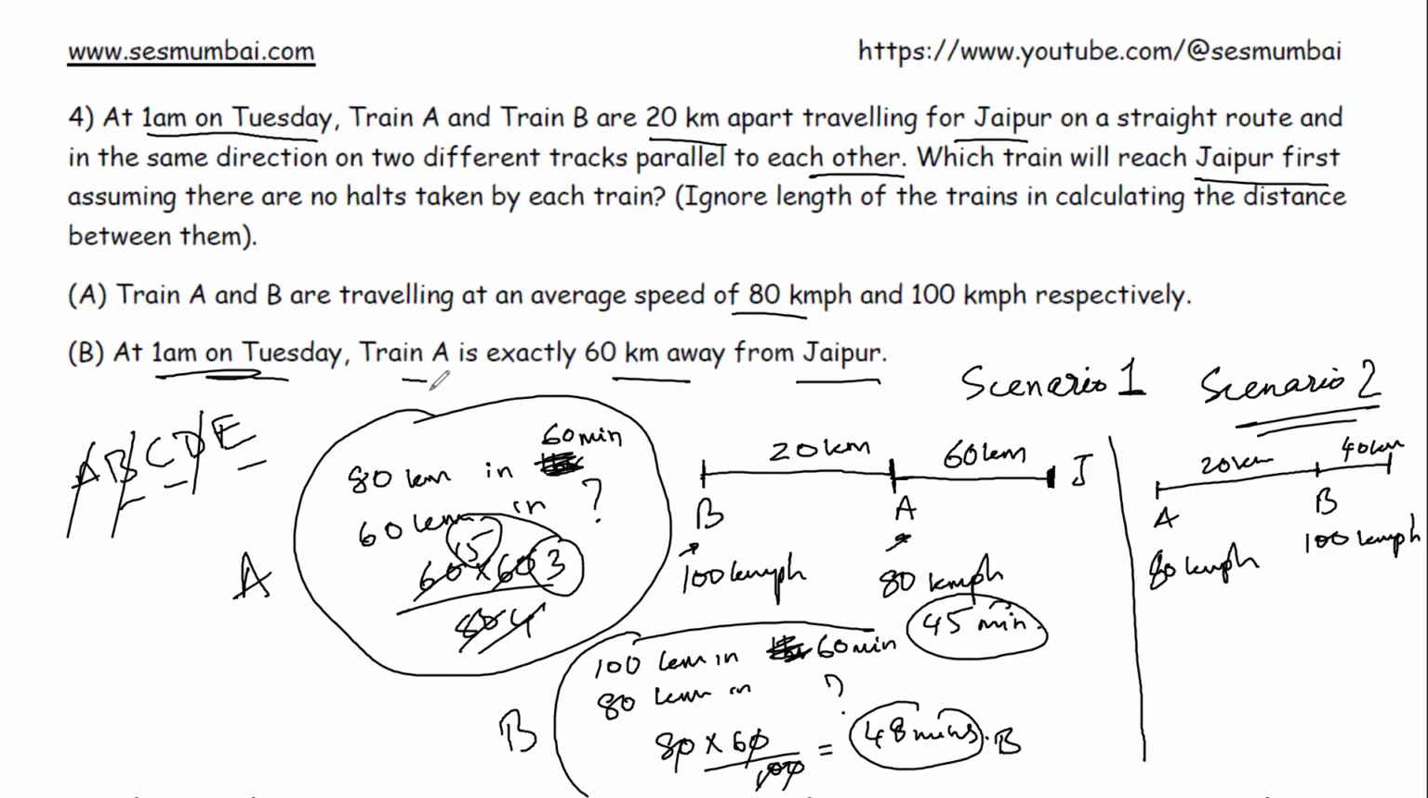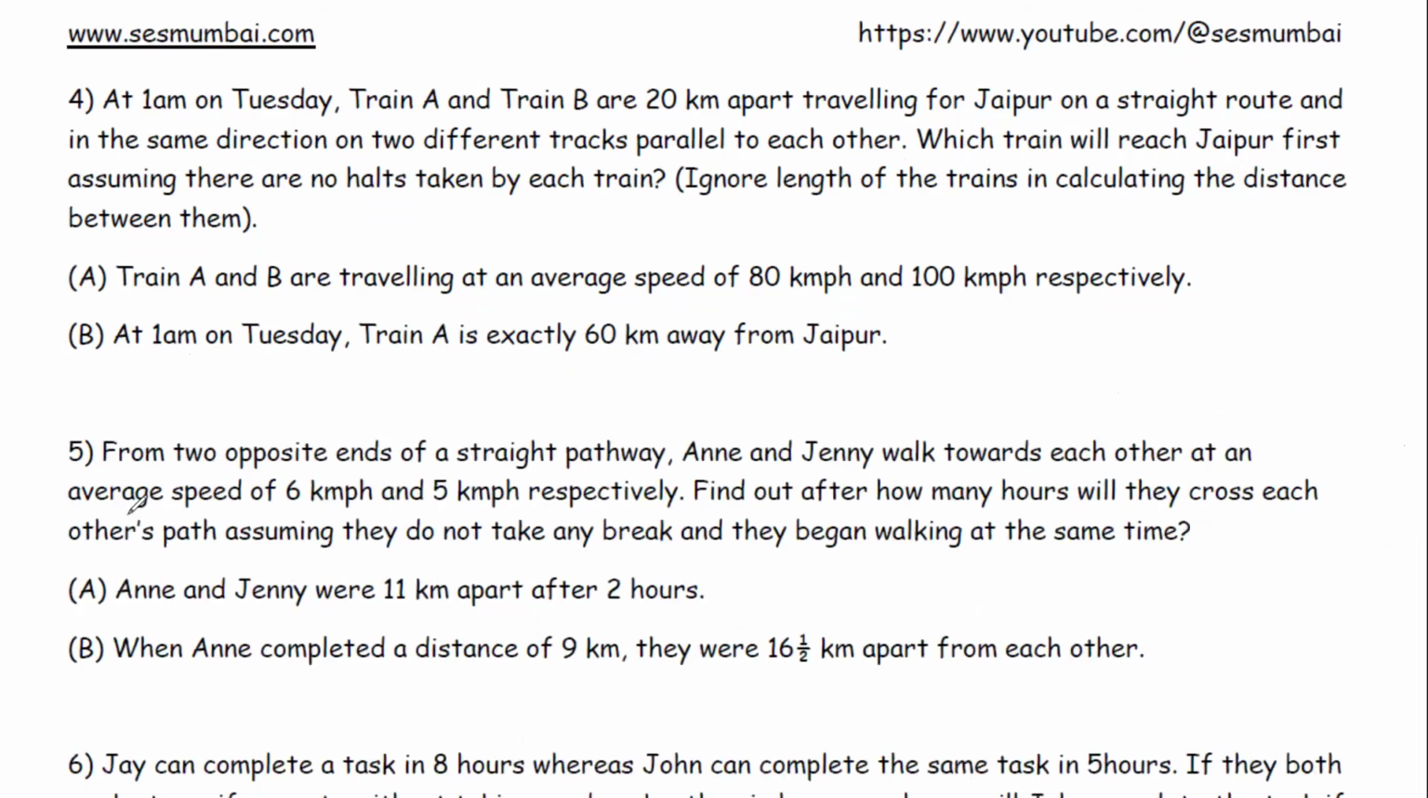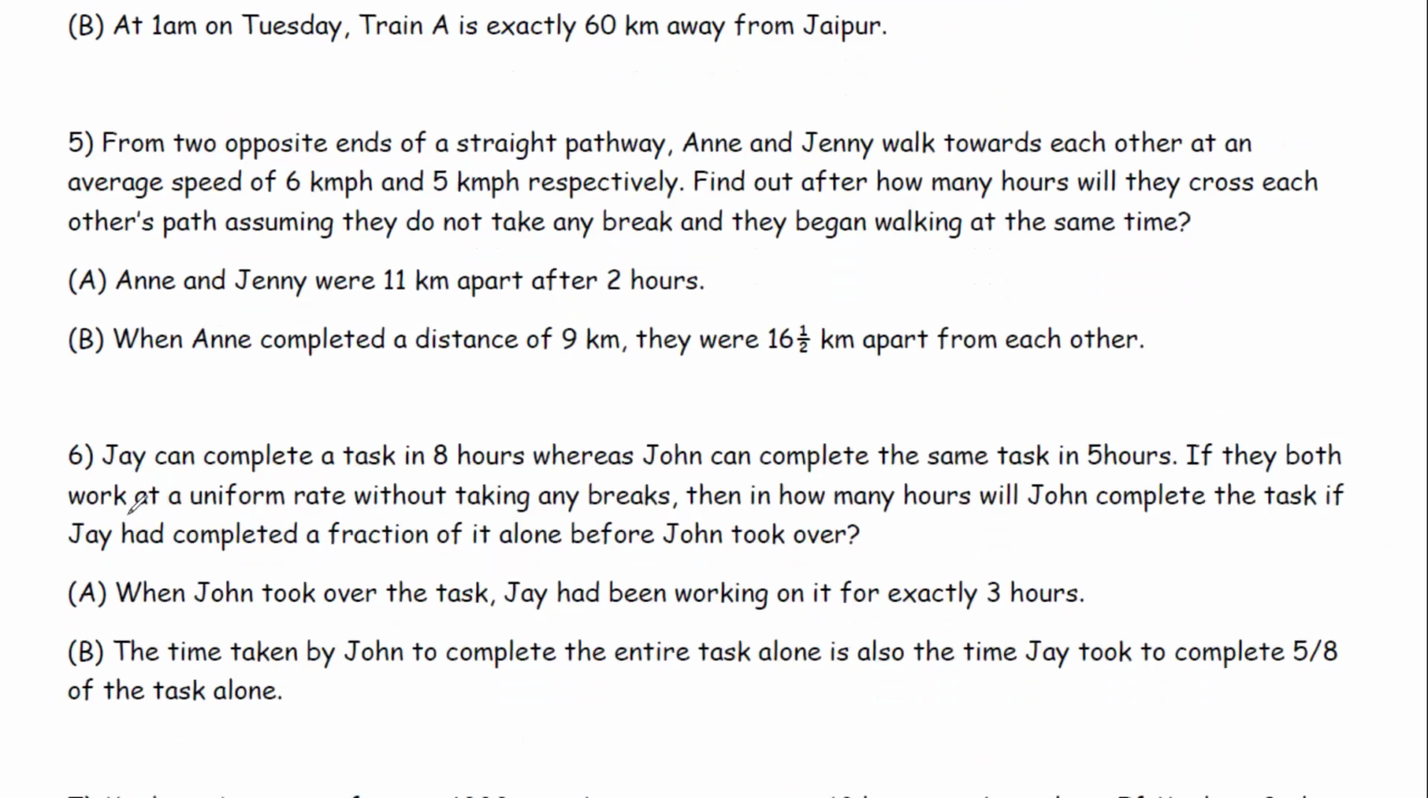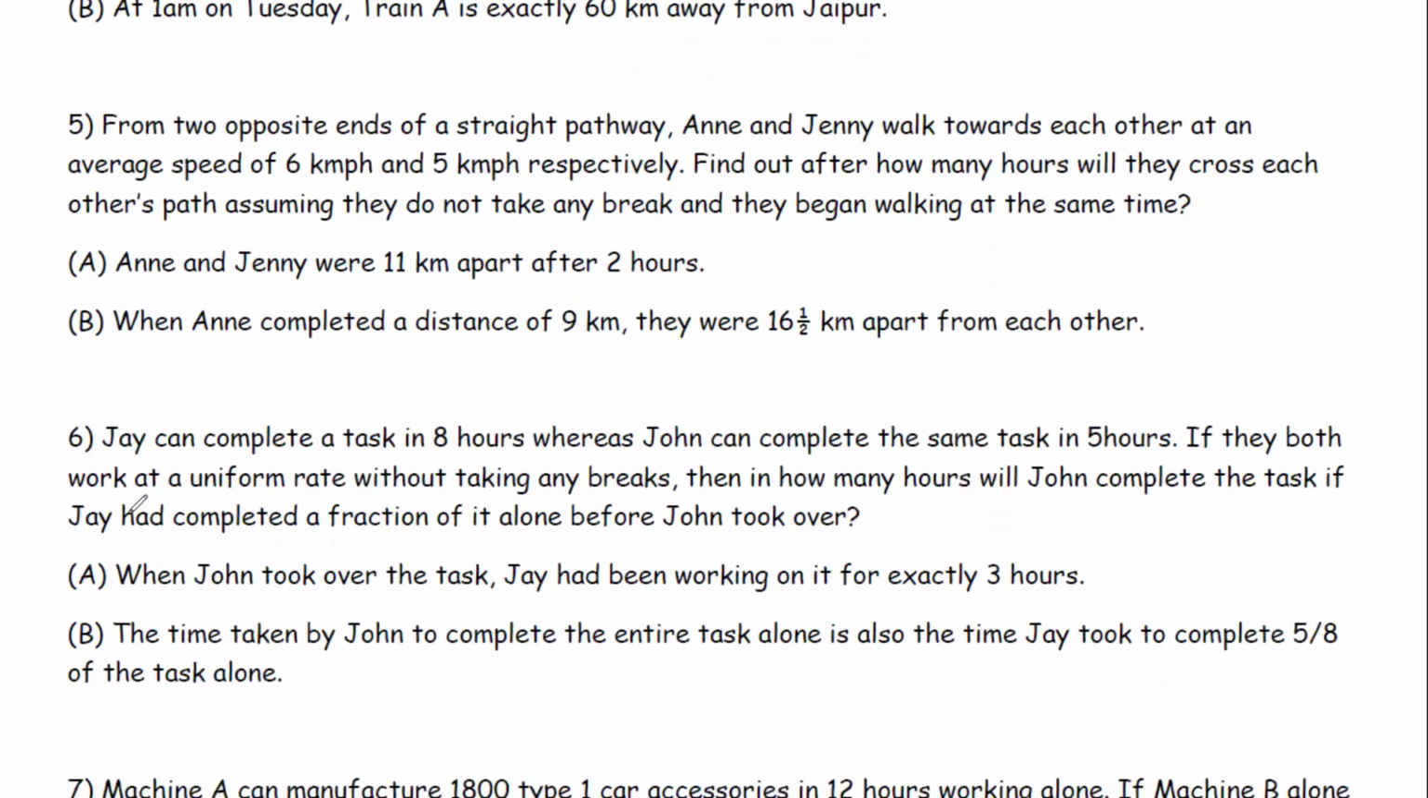1 a.m. on Tuesday, train A is exactly 60 kilometers away, but we don't know their speeds, nothing. So together, yeah, also it doesn't answer. Because together also we're getting which train will reach Jaipur first. It depends on which scenario it is. So cannot be answered. E. Fifth one. The last speed time question, then the work time questions have come up.